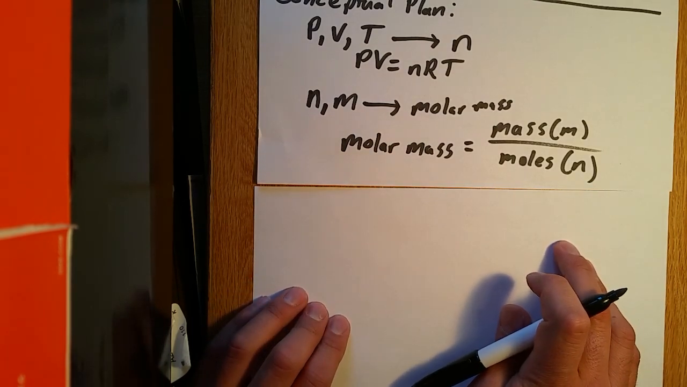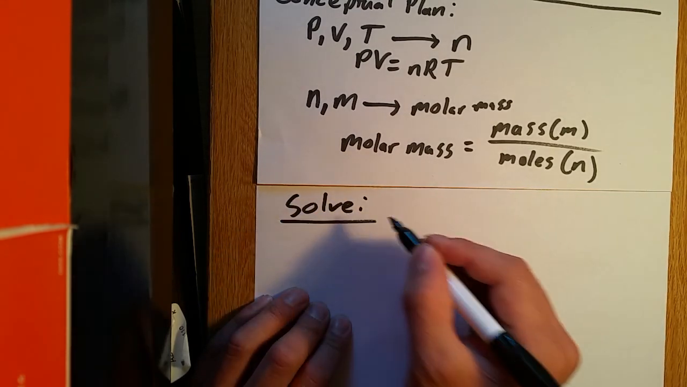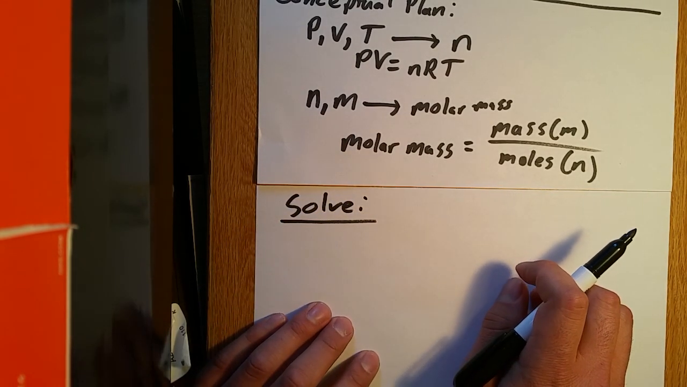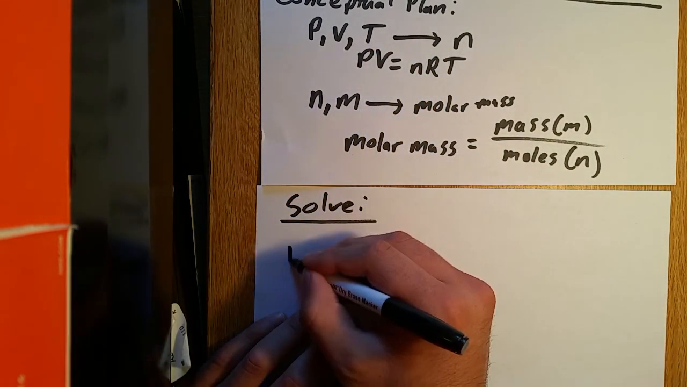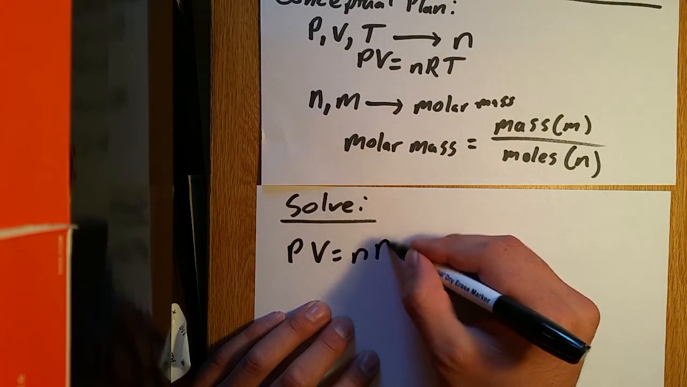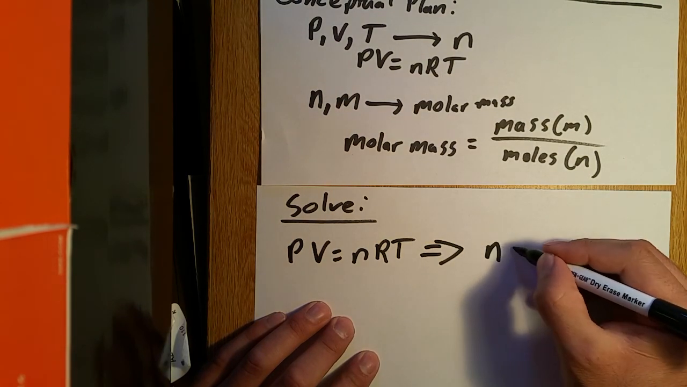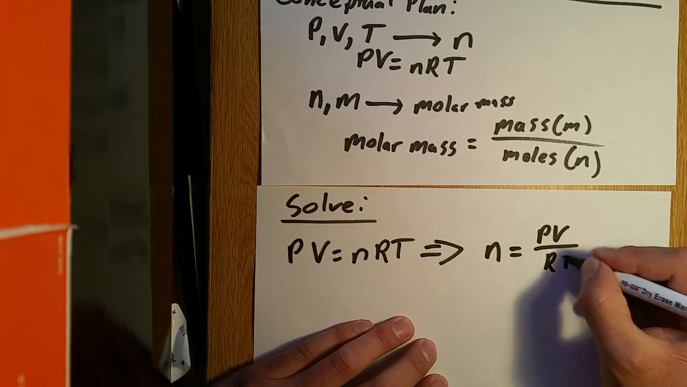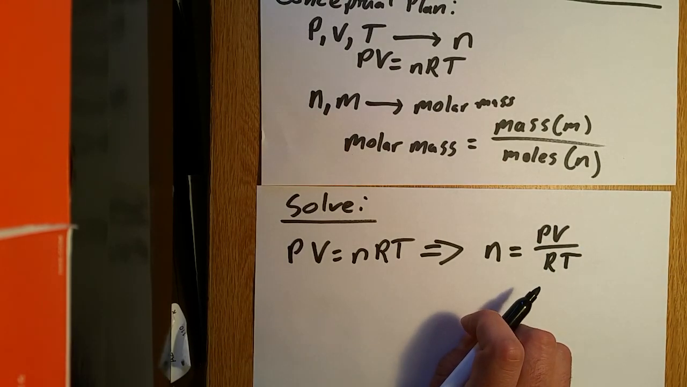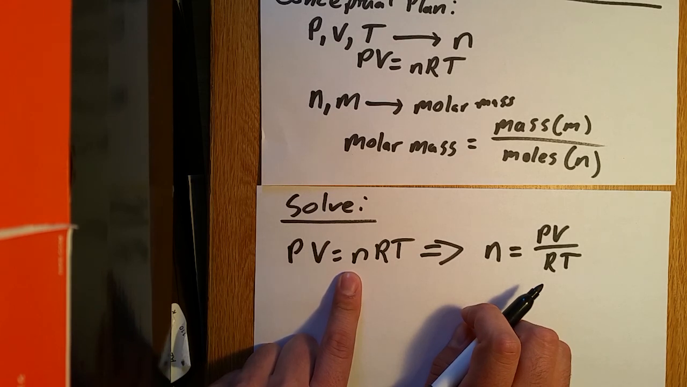Okay, now it is time for us to solve the problem. First of all, we know we need to find n from up here. So we're going to take the PV equals nRT equation and make that into n equals PV over RT. So now we have solved our ideal gas law for n.